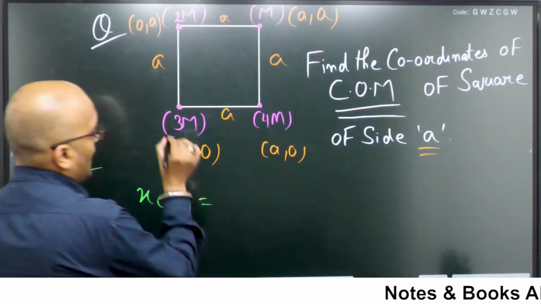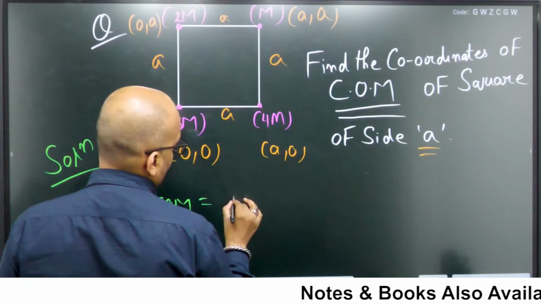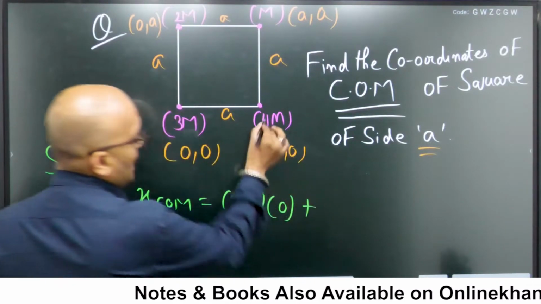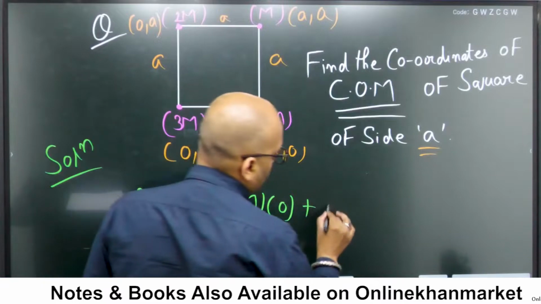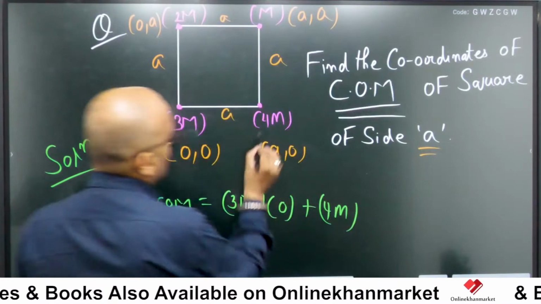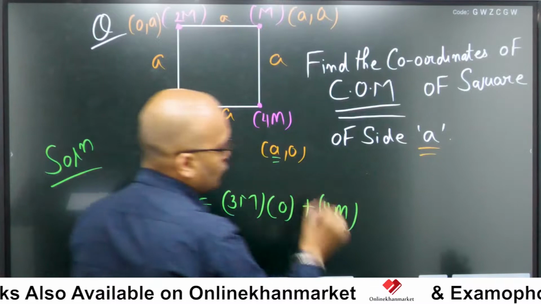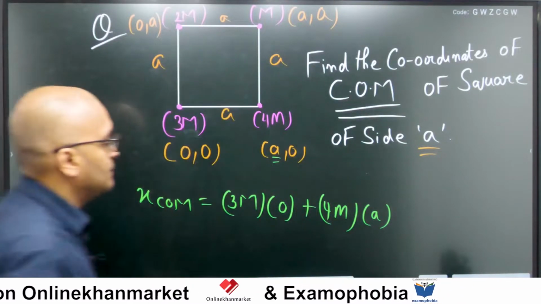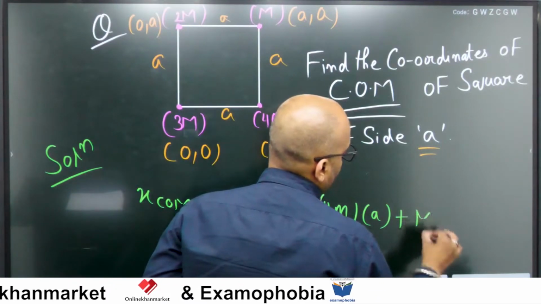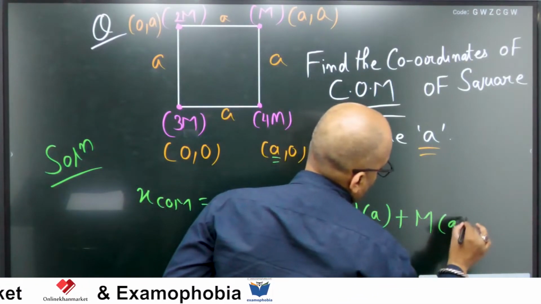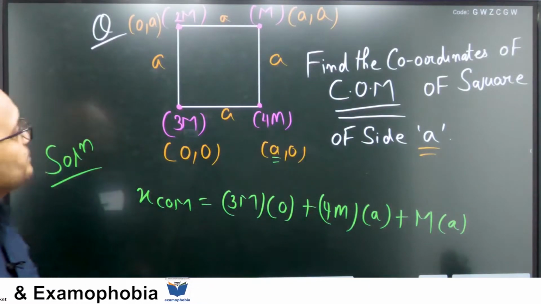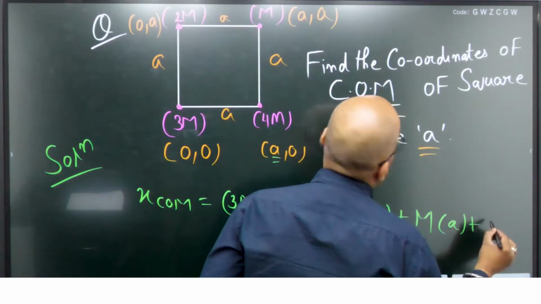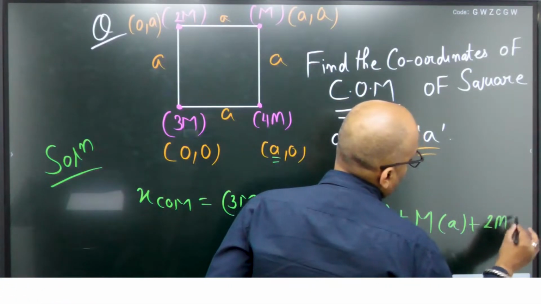They will be m1 x1 and so on. So 3m into x1, that is 0, plus m2 x2, that is 4m into the x coordinate of this 4m mass, which is a, plus m3 x3, this is m, and what is its coordinate along the x-axis? a. Plus m4 x4. M4 has a value of 2m and its x coordinate is 0.